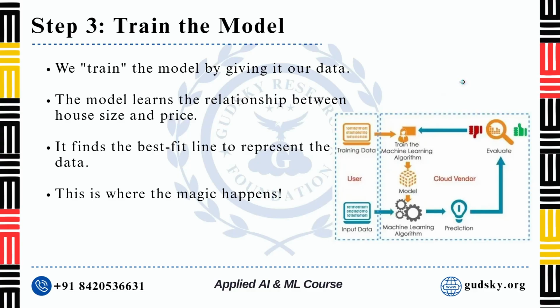This is the most exciting part, training the model. We feed our model the house size and the actual price. We tell it, hey model, look at all the data and figure out the relationship. The model then works hard to calculate the perfect slope and intercept that minimize the distance between the line and all the data points. Once it finds that best line, we say the model is trained and it's ready for action.